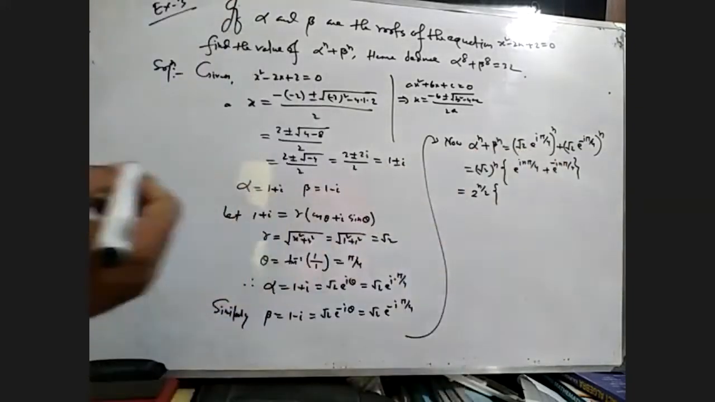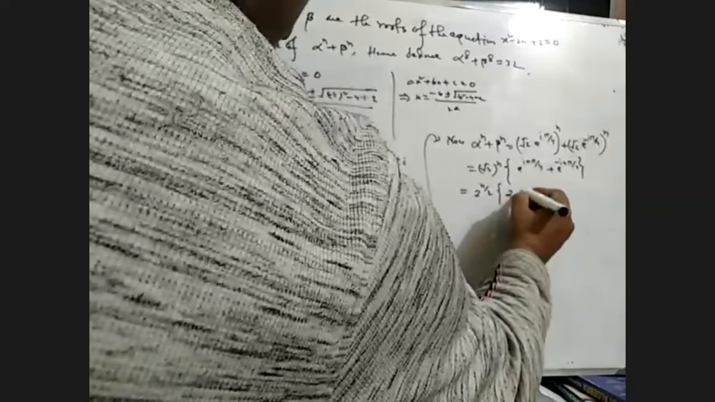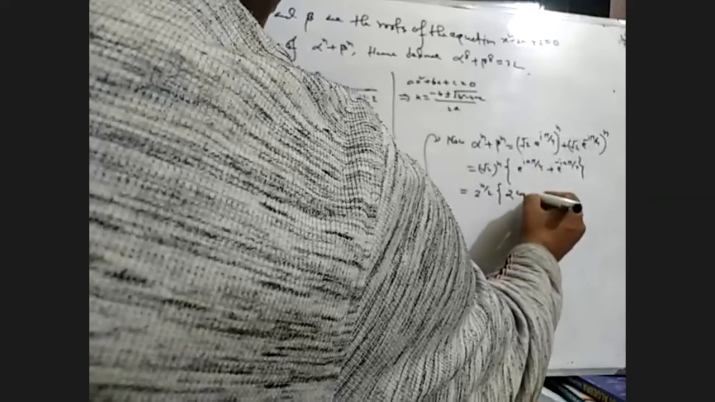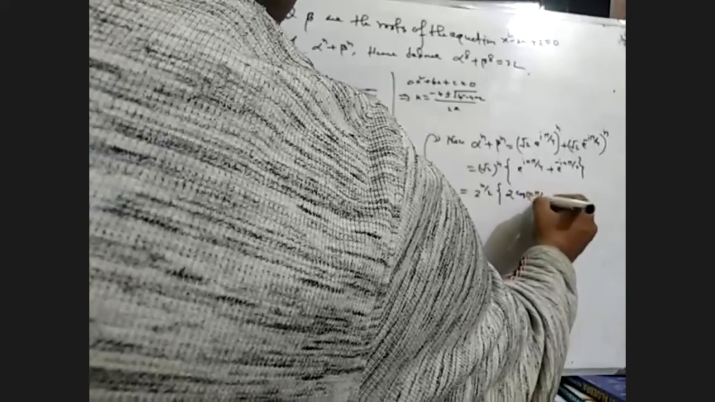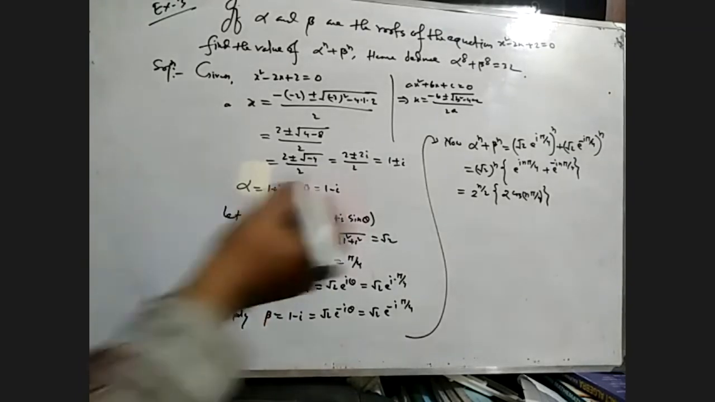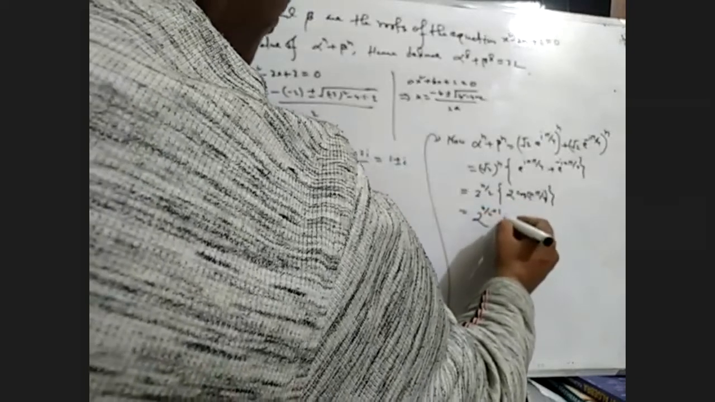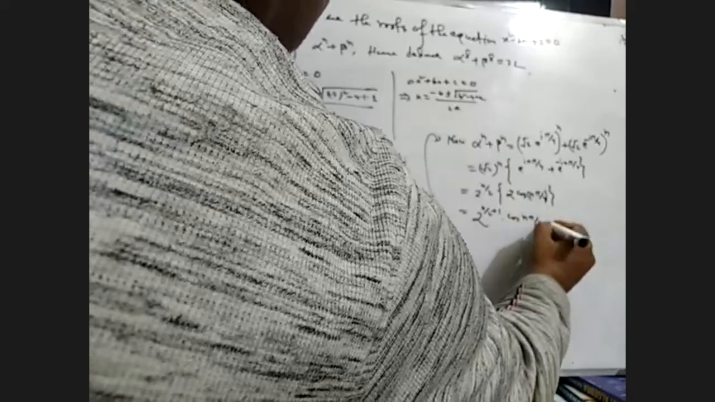So this can be written as twice cos theta, since e to the power i theta plus e to the power minus i theta is twice cos theta. Here cos theta means cos n pi by 4. So we get 2 to the power n by 2 plus 1 into cos n pi by 4.